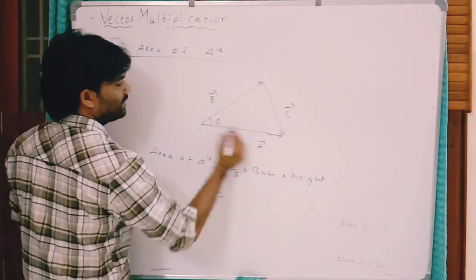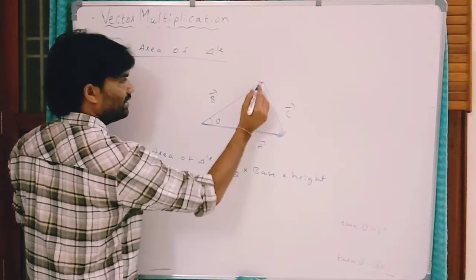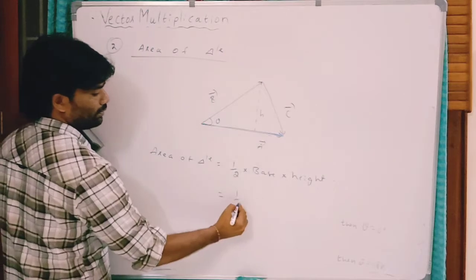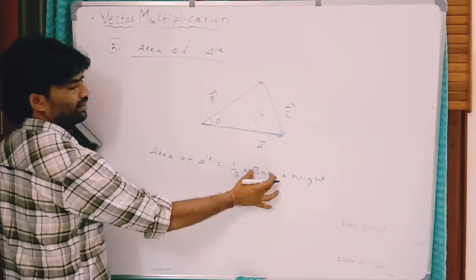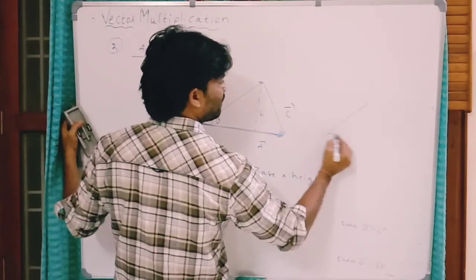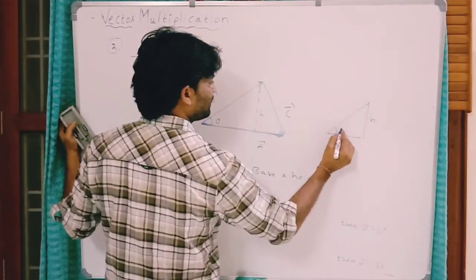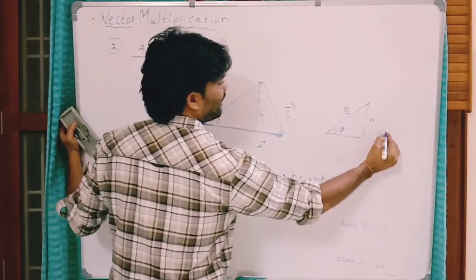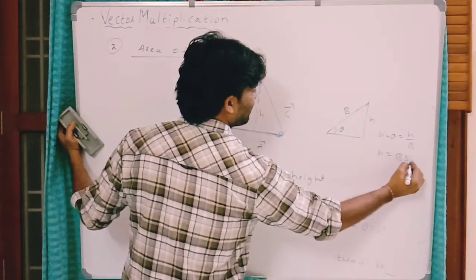So what is the base for this triangle? Our triangle base is this side length, and this is h, the height. So what is the base? The magnitude of this A vector. Base is the magnitude of A, and this is h. What is h? You can see from this right angle triangle, this side is h, this is theta, and this side length is the magnitude of this B vector. So sin theta is equal to h by b, so h equals b sin theta.